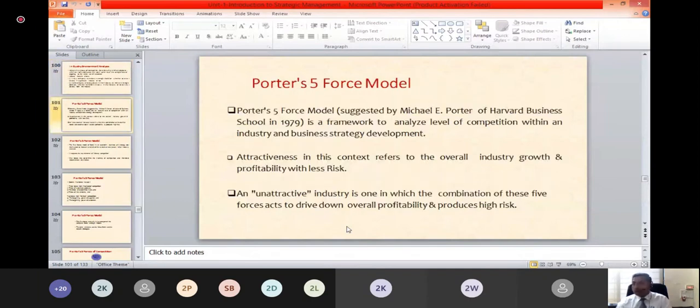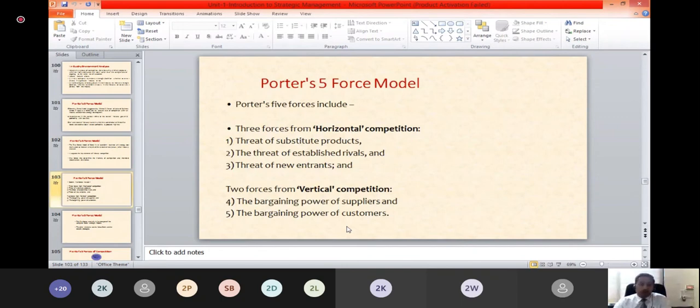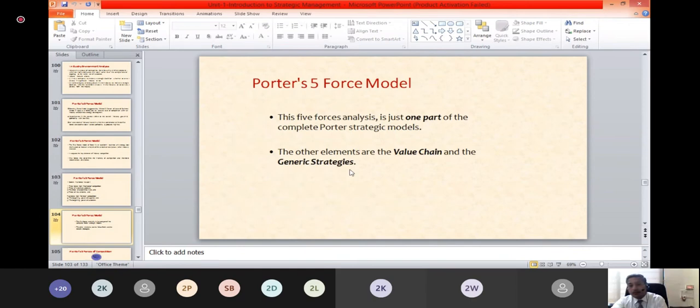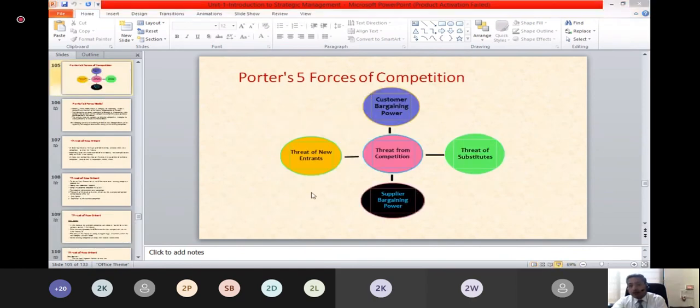And for this industry environmental analysis, we saw that there is one of the important models which is called Porter's five force model, that we discussed in detail. These five forces which he has described, which are called Porter's five forces, three forces are of a horizontal competition and two forces are from vertical competition. That is, three forces may be the threat of new entrants, threat from competition, then threat of substitutes. All these are three horizontal competition and two are vertical competition, that is customers' bargaining power and suppliers' bargaining power. All these forces we discussed in detail.